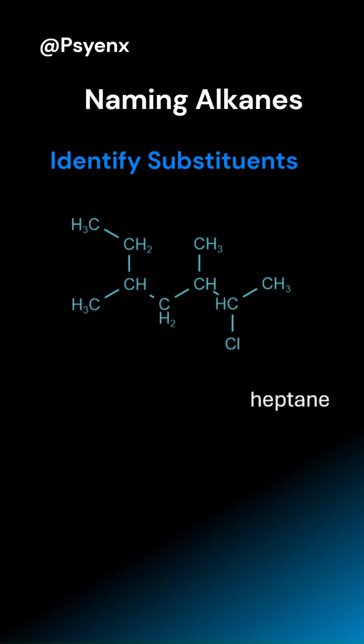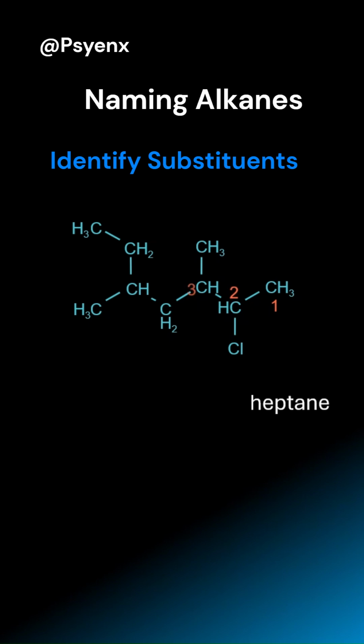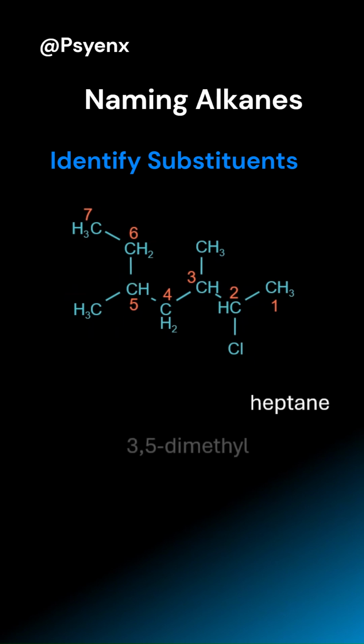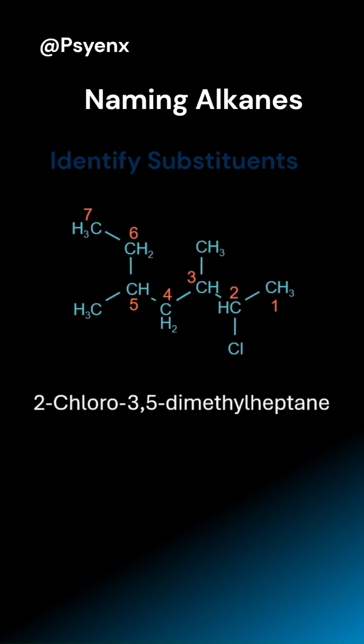Next, look at what is hanging off that main chain. We have 3 substituents, 1 chloro group, 2 methyl groups. To tell someone exactly where these groups are, we need to number the carbons in the parent chain. So chloro is at 2 and 2 methyls at 3 and 5, respectively. The final IUPAC name is 2-chloro-3,5-dimethylheptane, where the 2 locates chloro, the 3 and 5 specify 2 methyls.